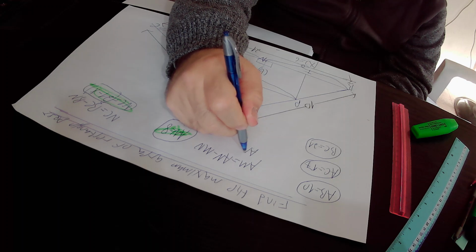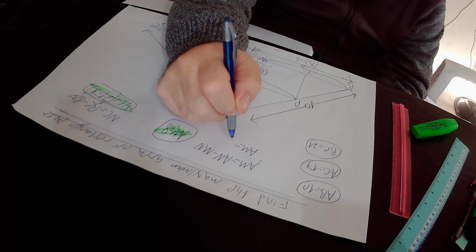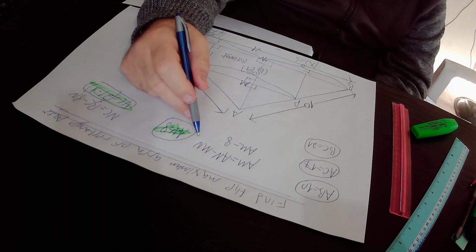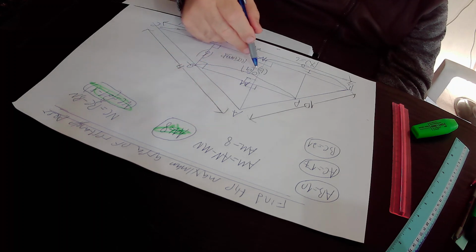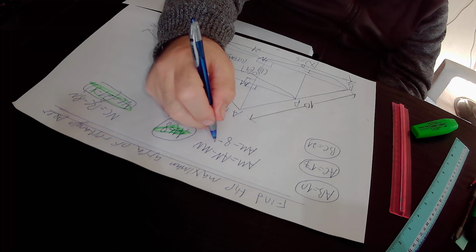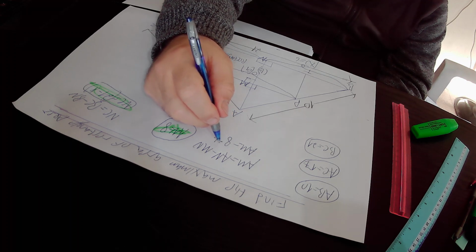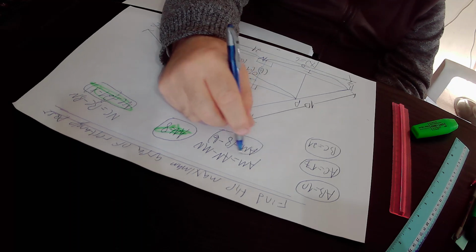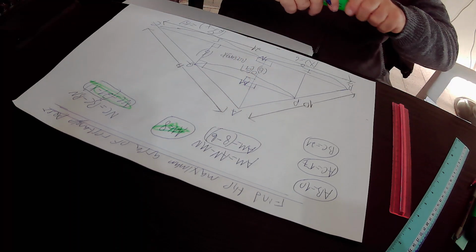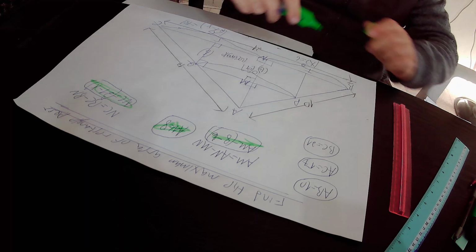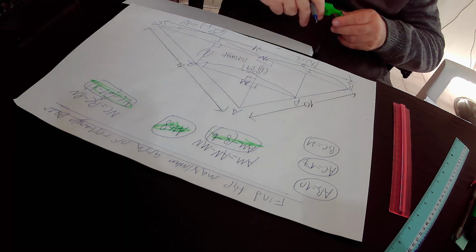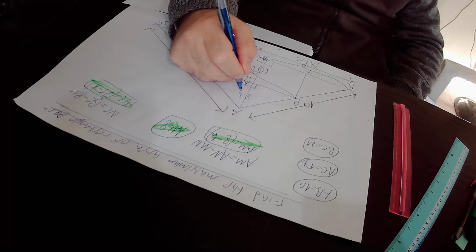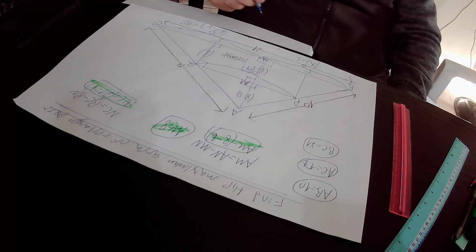So AM equals AN, that is 8. Here AN equals 8. Minus MN, we just found out that MN equals B. So in total, AM equals 8 minus B. This side AM, or line segment AM, equals 8 minus B units in its length. Okay.